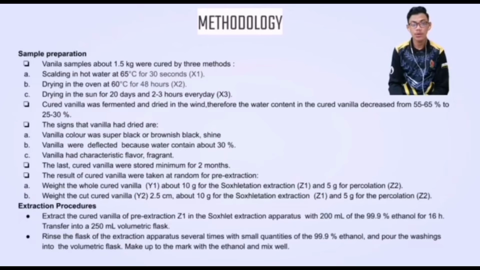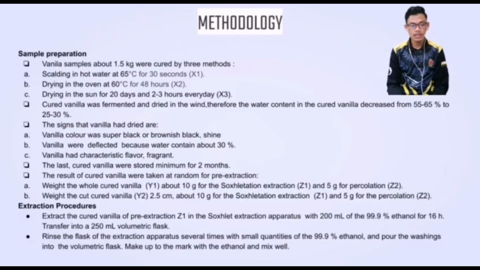I'm going to explain about methodology. For sample preparation, vanilla samples of about 1.5 kg were cured by three methods: scalding in hot water at 65 degrees Celsius for 30 seconds, drying in the oven at 60 degrees Celsius for 48 hours, and drying in the sun for 20 days, 2 to 3 hours every day.